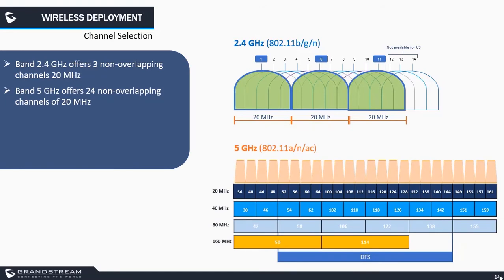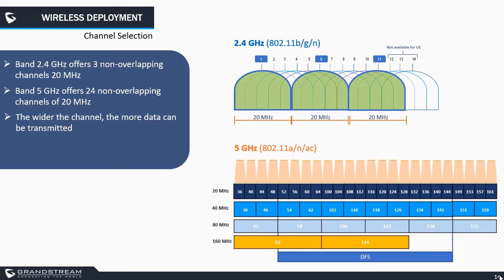With the 5 gigahertz, there are way more channels available, up to 24 non-overlapping channels of 20 megahertz. And as you can see in the image, you can make the channels wider to increase throughput. GWN Series allows having channels of 20, 40, and 80 megahertz. So despite the existence of many channels in 5 gigahertz, not all of them can be available for selection.